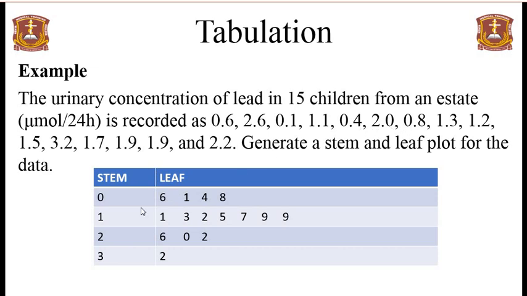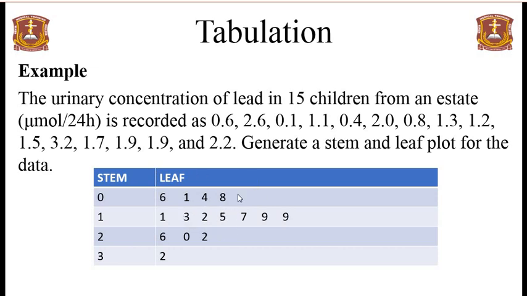Next is 0.4, so we have 0, and after 6 and 1 that is 4 according to our data. Then we have 2.0, that is 2, after this 6 we have a 0, and then 0.8 still at stem 0, after 6, 1, 4, then we have 8. And so on and so forth until you get to the last, which is 2.2. At 2 you have 2 here. So this is a tabulated form of this data, and you can see how it gives a good impression of what the data contains. You can easily tell points where we have numerous entries, and this can tell you what the expected curve will look like if these values are plotted.